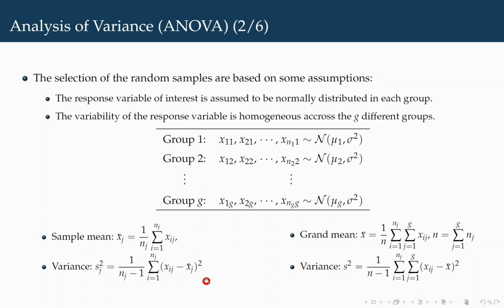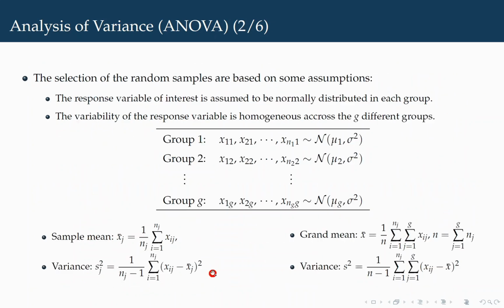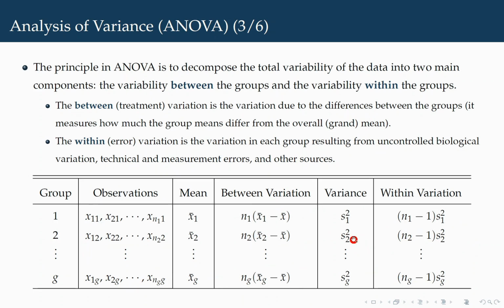Totally, this is a variance, but when we say variation, we are considering only this part without dividing by nj minus 1. So S1 square is the variance of the first group. The variation is nothing but n1 minus 1 times S1 square, because here this is the variance, this part is the variation. So this variation is nothing but Sj square times nj minus 1. Similarly, the variation of the second group is nothing but n2 minus 1 times S2 square, and the variation of the G group is nothing but Ng minus 1 times Sg square.